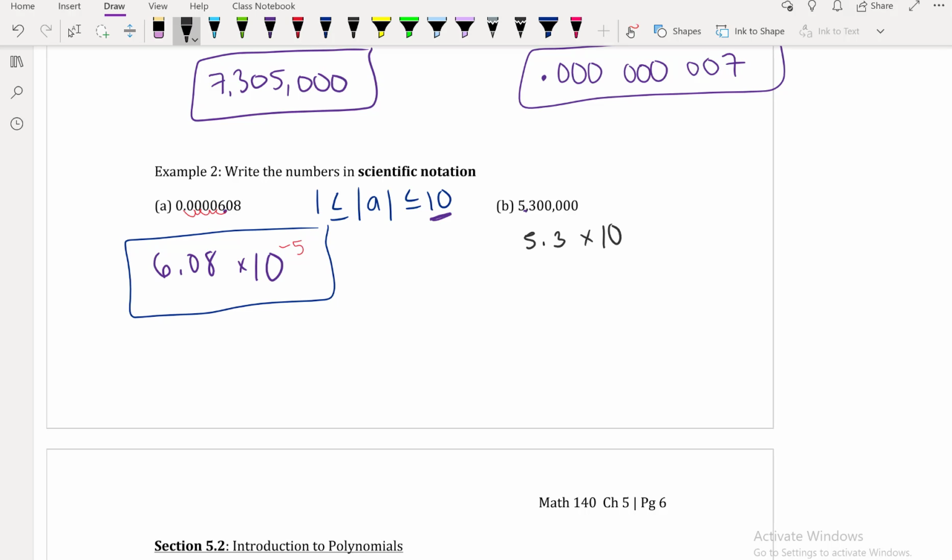And all of those extra zeros, you don't really need to count them since they're accounted for in the scientific notation. So let's say we put the decimal here. Let's see how many spaces you would have to move it. Let's count. 1, 2, 3, 4, 5, 6. So that exponent is going to be 6. So now I have 5.3 times 10 to the 6th power.